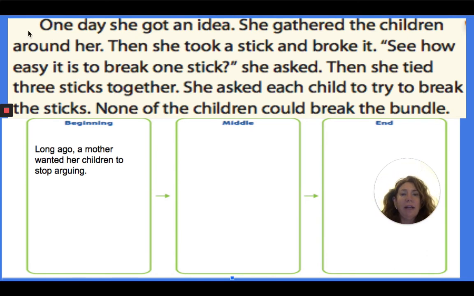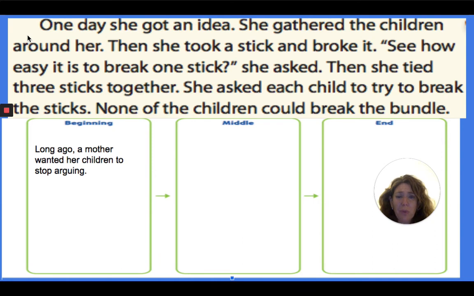One day she got an idea. She gathered the children around her. Then she took a stick and broke it. "See how easy it is to break one stick?" she asked. Then she tied 3 sticks together. She asked each child to break the sticks. None of the children could break the bundle.